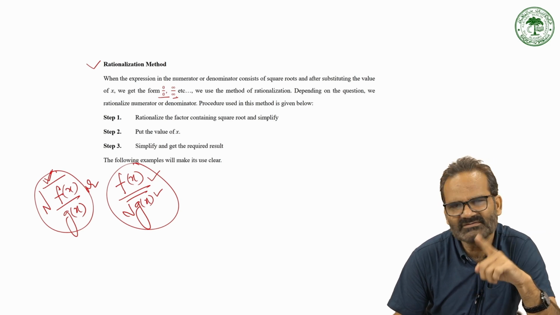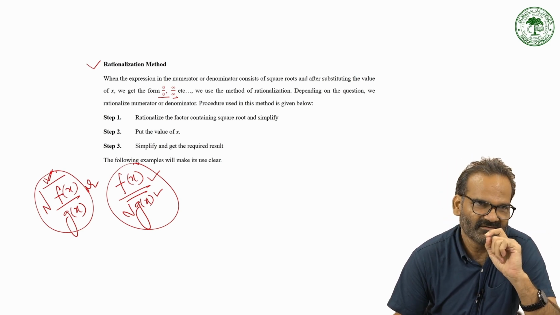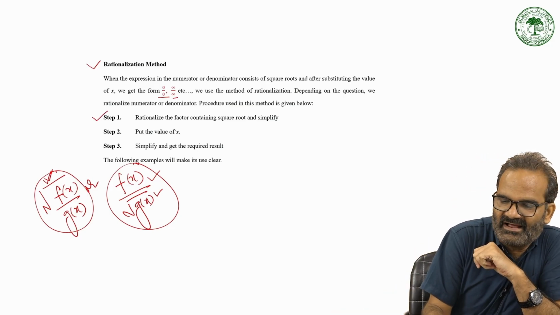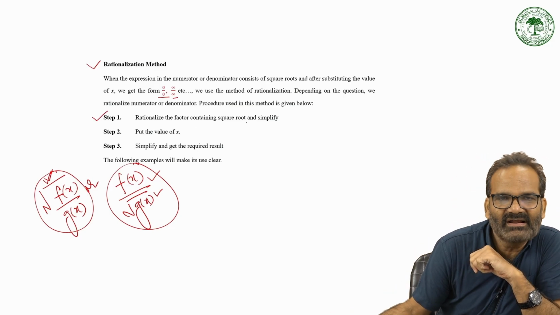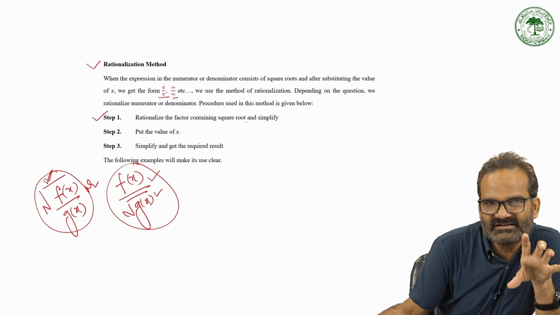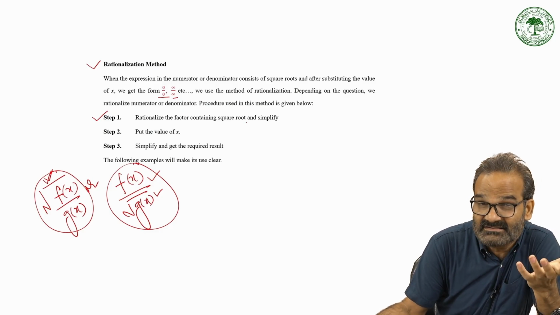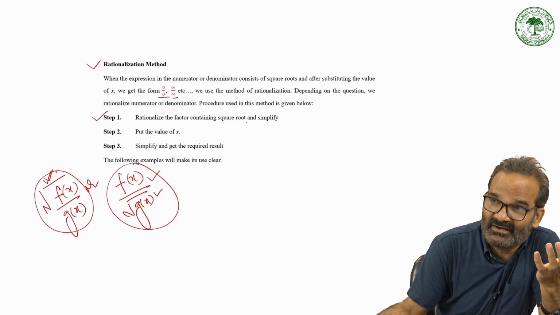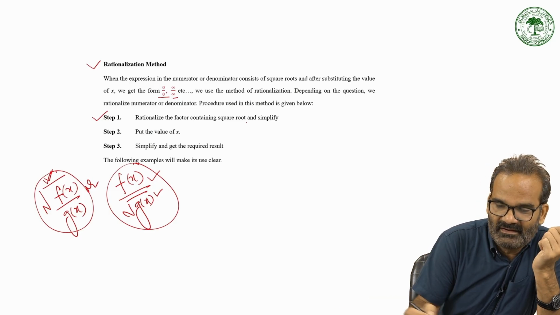So we will use the method of rationalization. So what are the basic steps? Step 1, rationalize the factor containing a square root and then simplify it. Your first step is what? Rationalize your function, whether the numerator contains a square root or the denominator contains a square root.